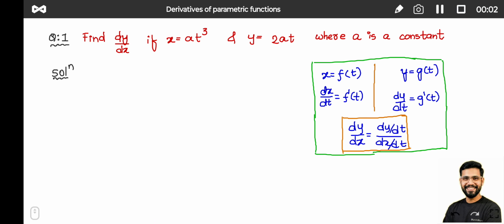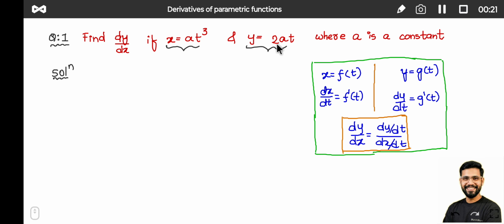Hello everyone, welcome to the next part of derivative. In this class, we will discuss the derivative of parametric functions. So first of all, how does a parametric function look? In a parametric function, both the values of x and y are given separately like this.